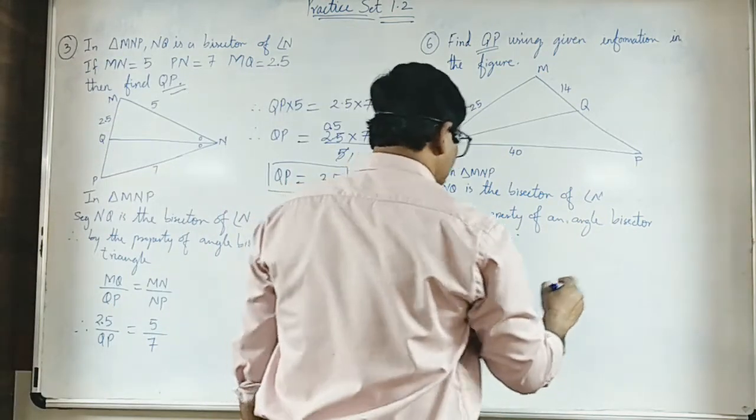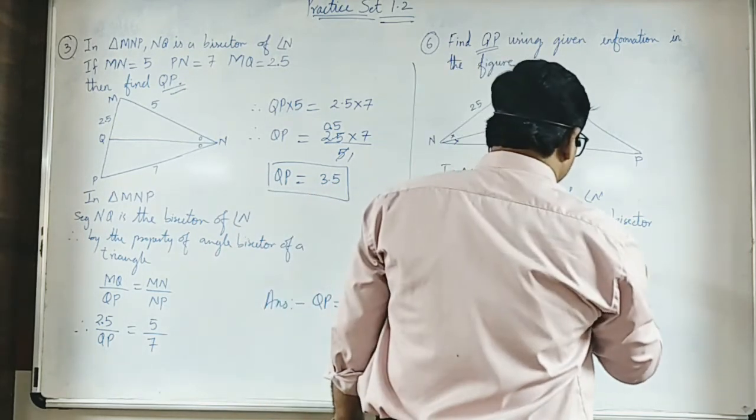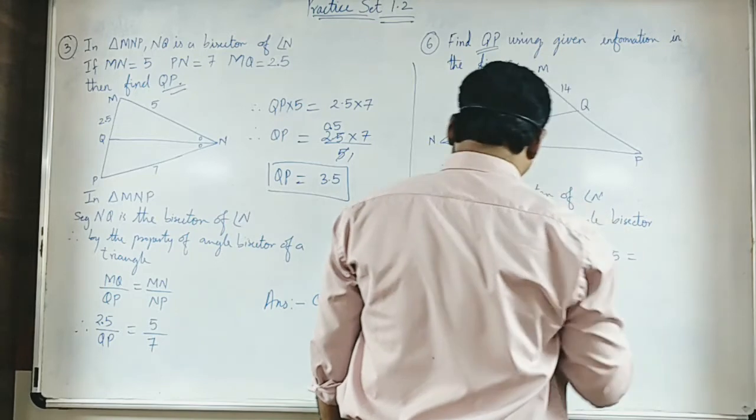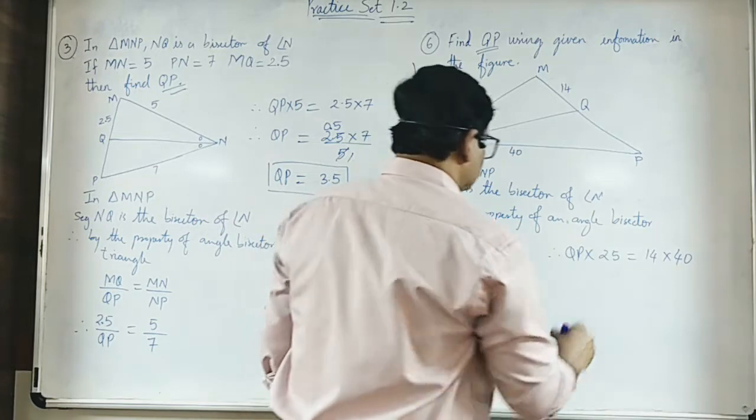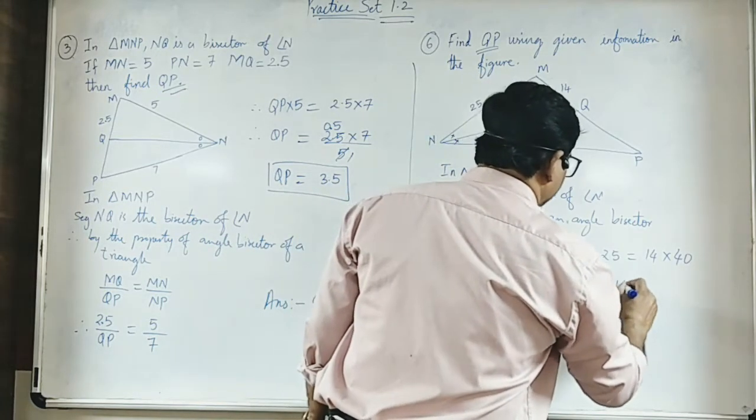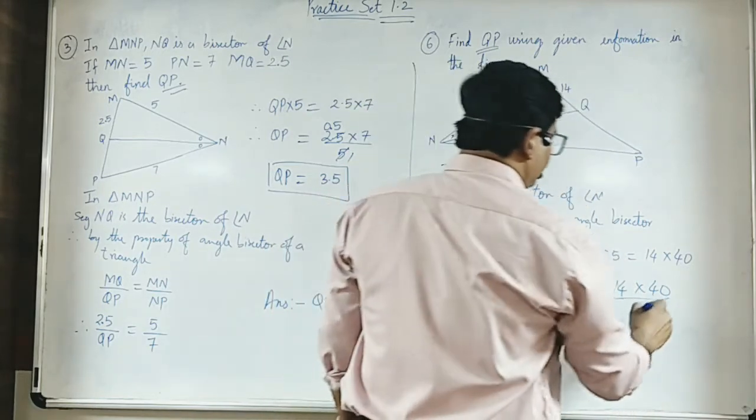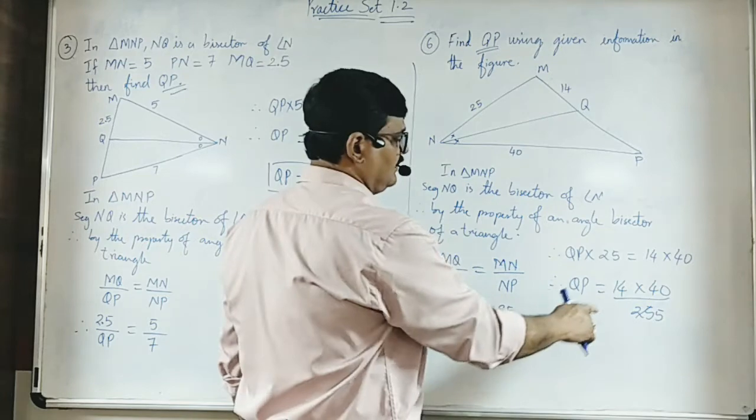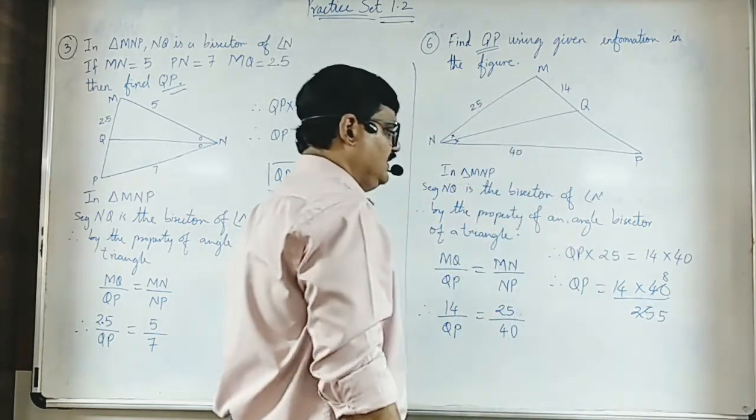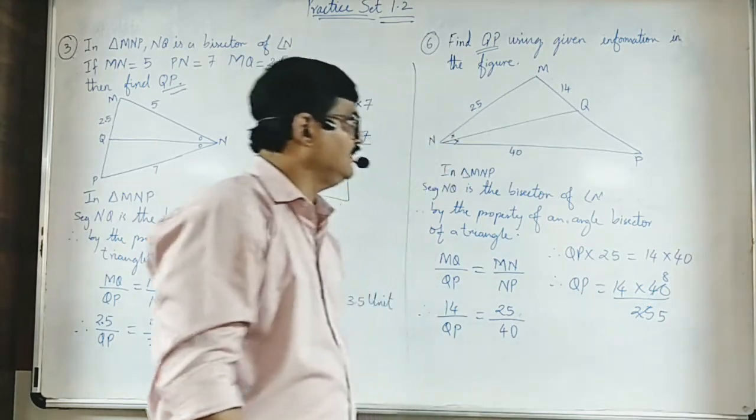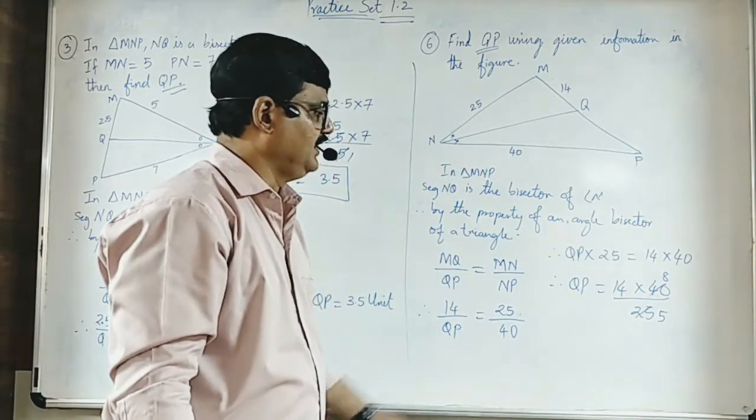So when you cross multiply, this is QP, and therefore it will be QP into 25 is equal to 14 into 40. So therefore you will be getting QP is equal to 14 into 40 upon 25. 5 5s are 25, so 25 will divide, and you will have 5 5s are 25, 5 8s are 40. Further cancellation is not possible. 5 and 8 will not go, and 14 and 5 will also not go.